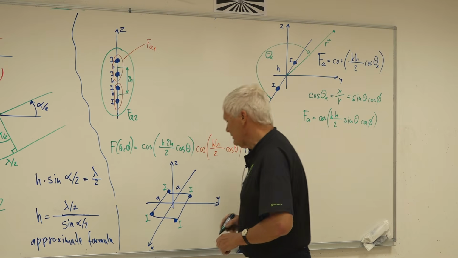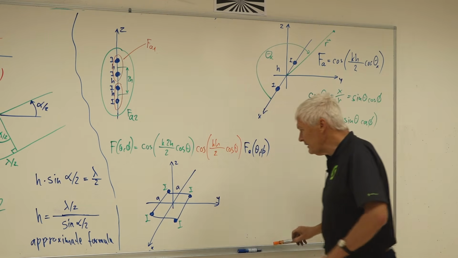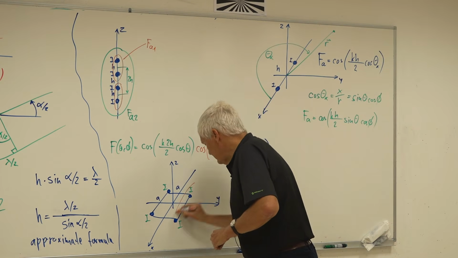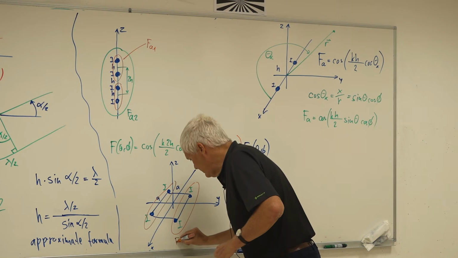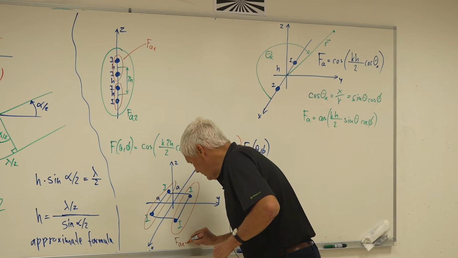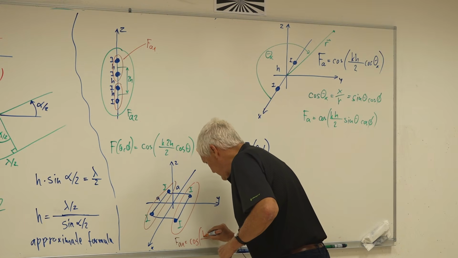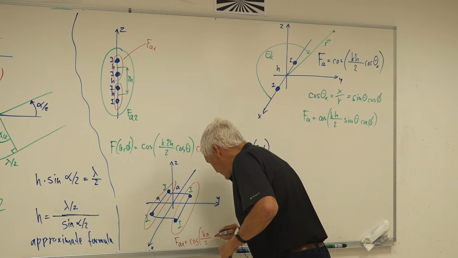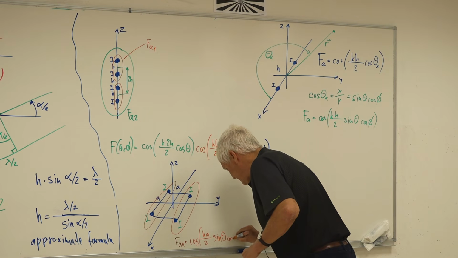How do we get the radiation pattern of these antennas? Okay, we get one first radiation pattern here. This is F array 1. We have 2 such identical arrays, and this array, F array 1, we know that it is cosine of ka half sine theta cosine phi.